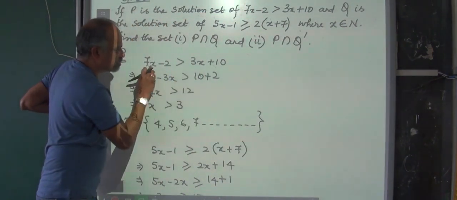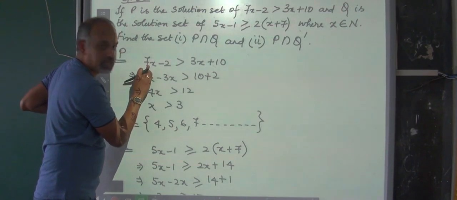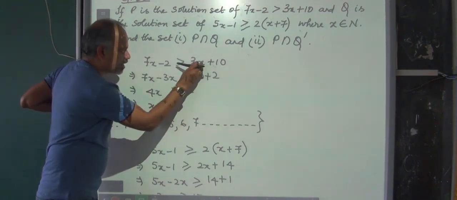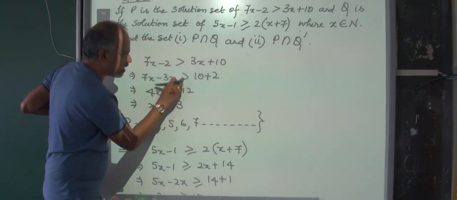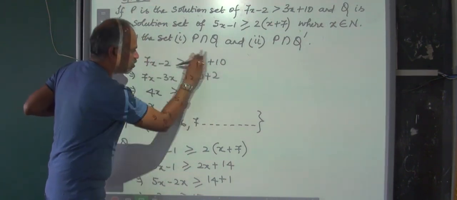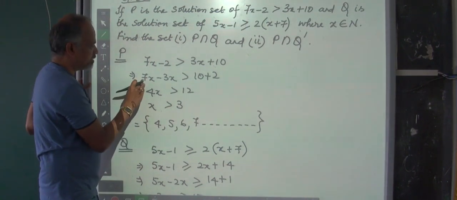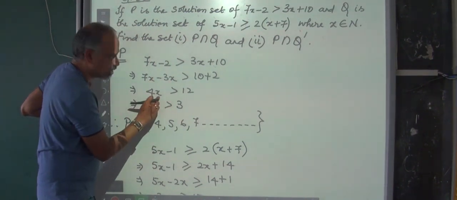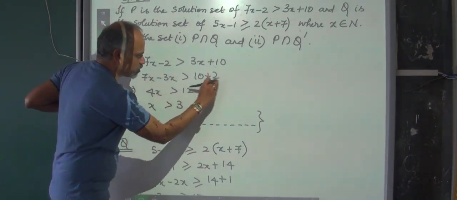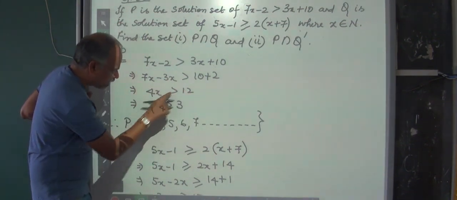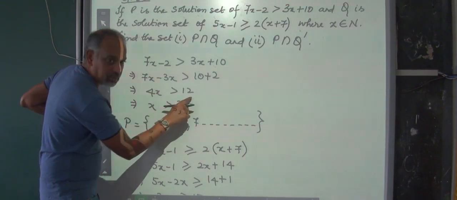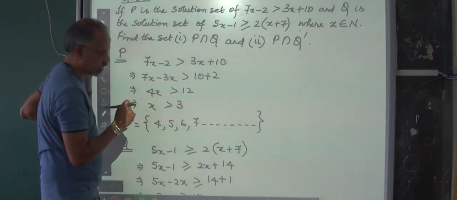Out of these two x terms, this one is bigger, so let it remain there. Bring the 3x this side. So 7x minus 3x is greater than 10, and this goes that side plus 2. 7x minus 3x is 4x is greater than 10 plus 2 is 12. Take the 4 that side. x is greater than 12 divided by 4, that will give you a 3.